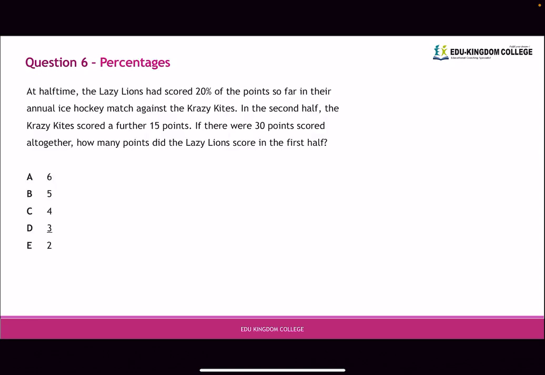So at halftime, this is an ice hockey match. And so Lazy Lions had scored 20% of their total points in the annual hockey match against the Crazy Kites. So in the second half, the Crazy Kites scored a further 15 points. If there were 30 points scored altogether, how many points did the Lazy Lions score in the first half? So before the second half, where they scored 15 points, there would only have been 15 points scored overall. And so 20% of that, or 1/5, is going to be 3.